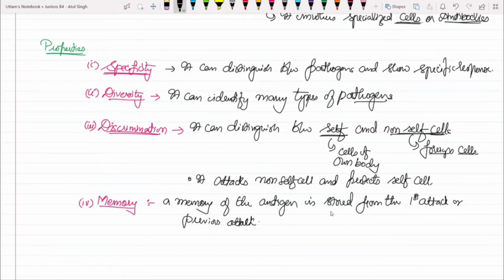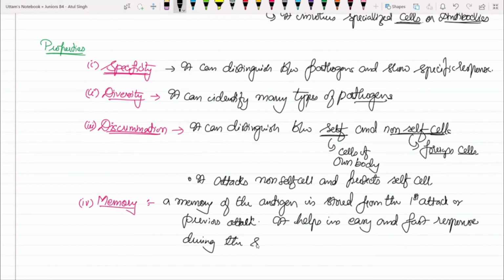Because of this, what happens? When the second time, it helps in easy and fast response. Easy and fast response during the second encounter, whenever the same pathogen comes a second time.